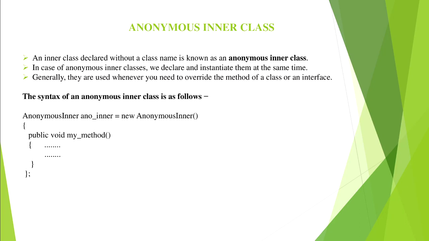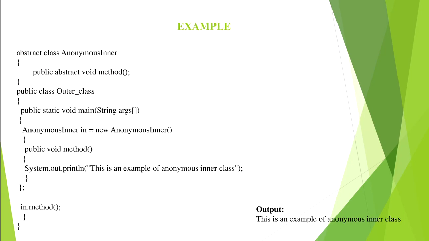And this is the syntax of anonymous inner class. AnonymousInner ano_inner = new AnonymousInner, and it consists of one method, myMethod, of the type void and with the visibility label public, and it ends with a semicolon. And this is the example. Abstract class AnonymousInner. This is the name of the class, and I declare it as abstract. It consists of an abstract method, declared as abstract and public.